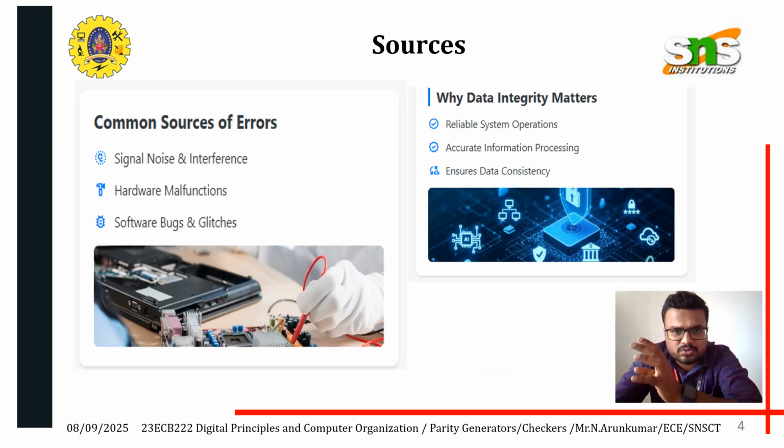Sources. The common sources of errors are noise and interference, hardware malfunctions, software bugs and glitches. These are all the common factors creating errors while forwarding the data from source to destination. Why does data integrity matter? Because we need to check the data consistency as well as the accuracy and reliable data communication. These are all things we need to check while forwarding the information.